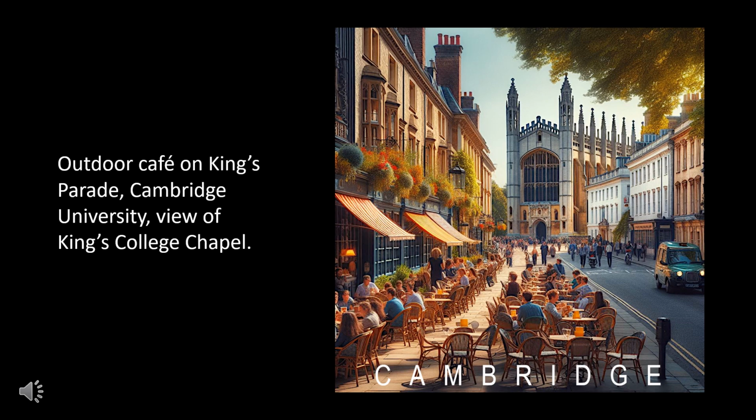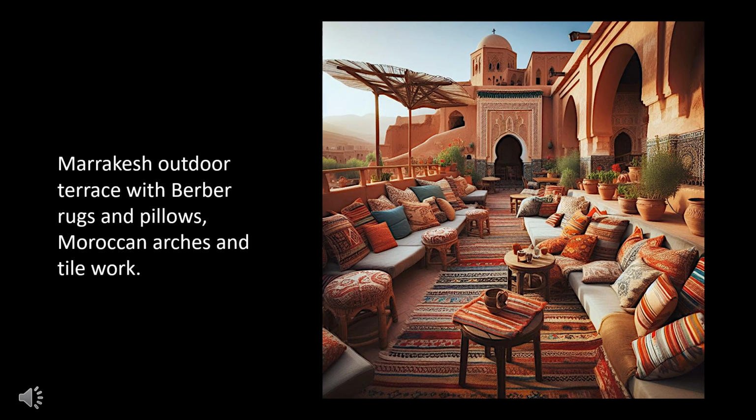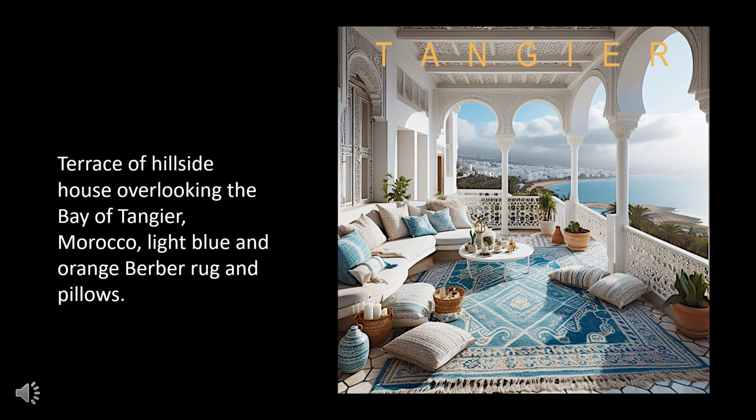Outdoor cafe on King's Parade, Cambridge University. View of King's College Chapel. Marrakesh outdoor terrace with Berber rugs and pillows, Moroccan arches and tile work. Terrace of hillside house overlooking the Bay of Tangier, Morocco, light blue and orange Berber rug and pillows.